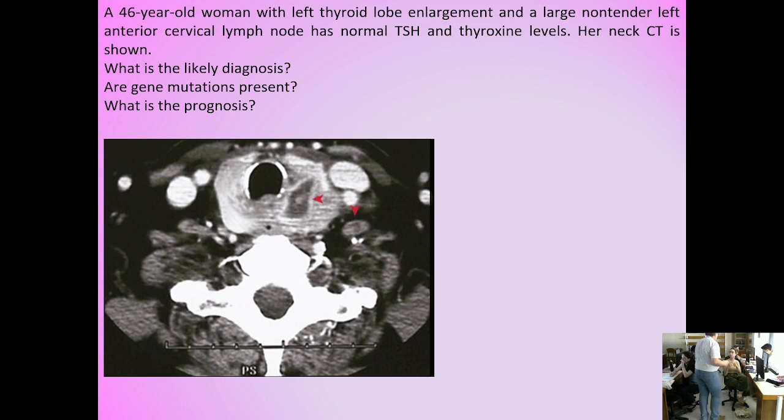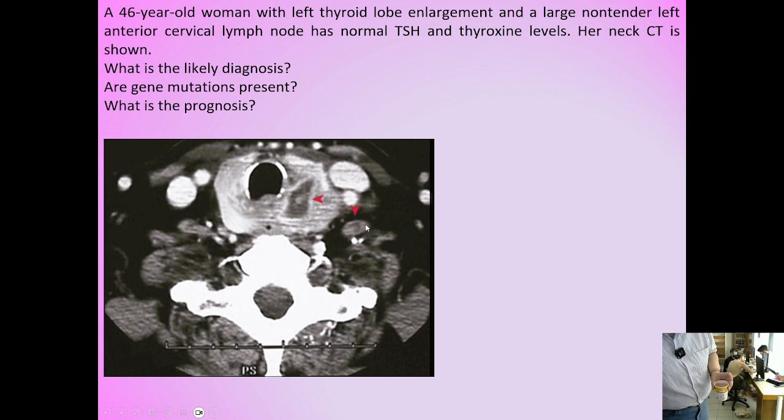If it's cystic, as fluid. It could be cystic. Yes, that's right. It could be a cyst. And when we have a cystic lesion, we do not exclude malignancy, but that's not the first thing we think about when we have a cystic lesion. Excellent. So a large non-tender left anterior cervical lymph node.